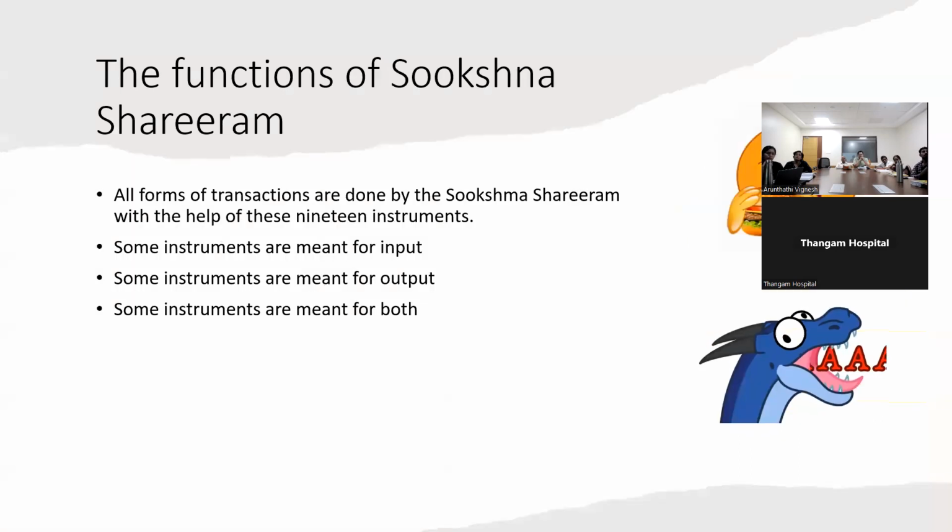Then, functions of Sukshma Sariram. Each can be only input, or only output, or both, like the mouth. We eat, we talk, so it works both ways, input and output. All forms of transaction are done by Sukshma Sariram with the help of these 19 instruments. The 19 instruments we just saw are the main transacting functions of our body. And the Sthula Sariram functions through the transactions of this Sukshma Sariram.